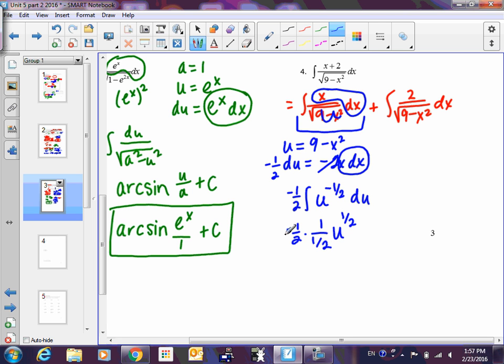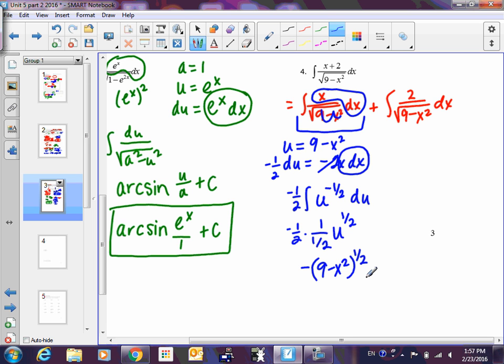What is all this junk in the front? What does that tell you? What is that equal to? Negative. Negative 1 is fine. Okay, u would just be 9 minus x squared to the 1/2. And I could put a plus c here. I'm going to wait until I get the other piece, and then I'll just write plus c at the end, okay? We could go at it right here, though. That would be okay.